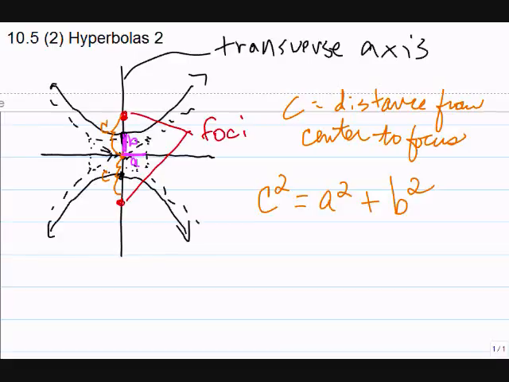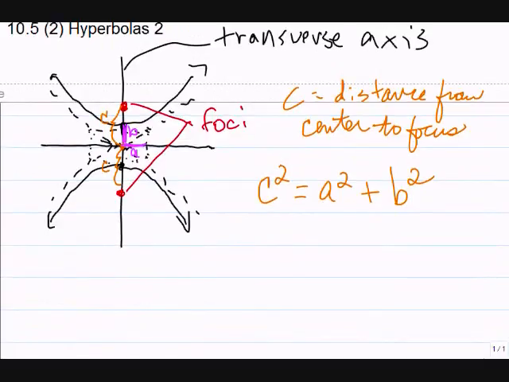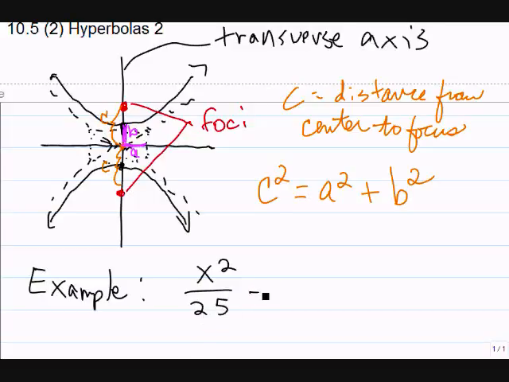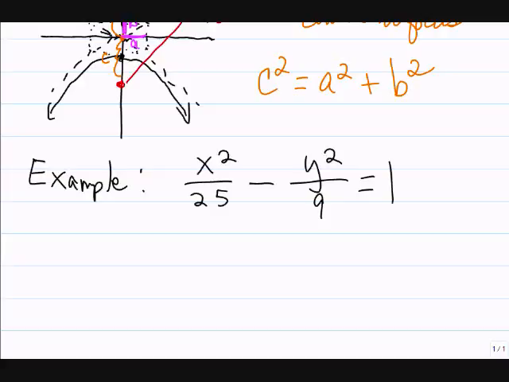Okay? So let's try a problem here. Let's find the focus of, we'll do something fairly easy here. X squared over 25. Going to be a hyperbola, so I'm going to subtract y squared over 9 equals 1. Going to find the focus, and we're going to make a little graph of this. So let me make a graph first. Try to locate my focus.